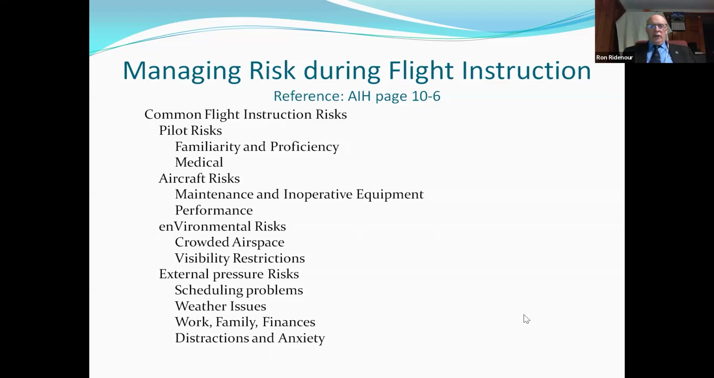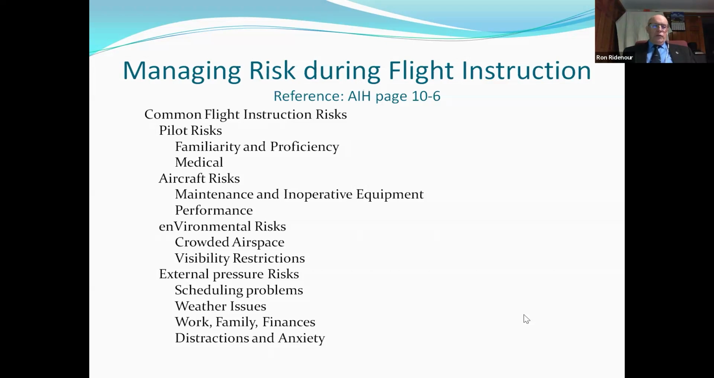And outside of the Class Bravo or Class Charlie, those airspaces are crowded as well. Just because you're outside of the Class Bravo airspace doesn't mean that the skies don't have a lot of traffic. And in this case, fast moving traffic going at 250 knots. So you really need to have your head on a swivel and eyes looking out all the time, because that crowded airspace can be an environmental type risk.